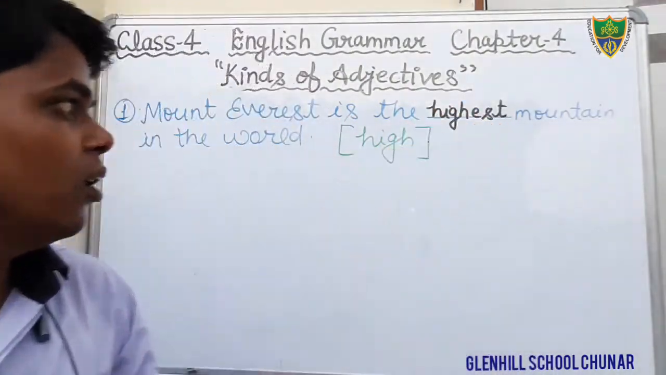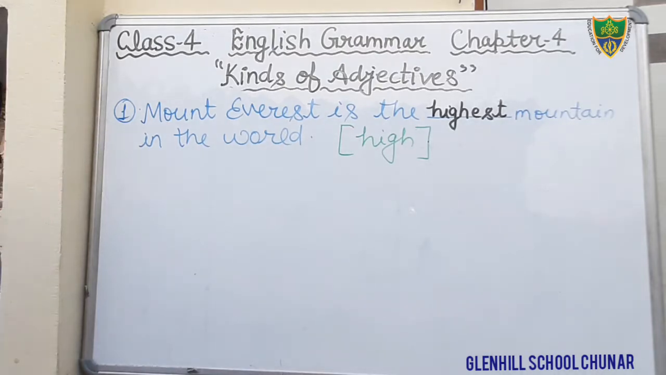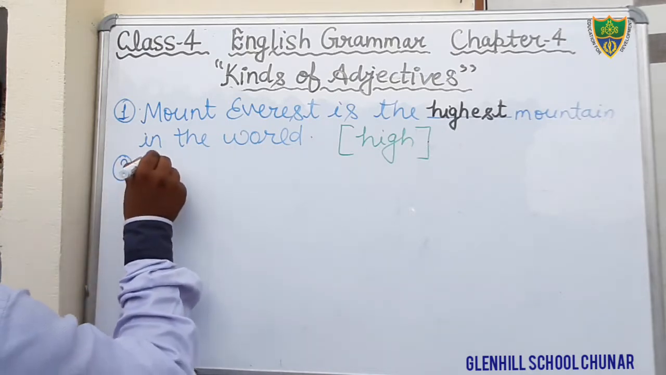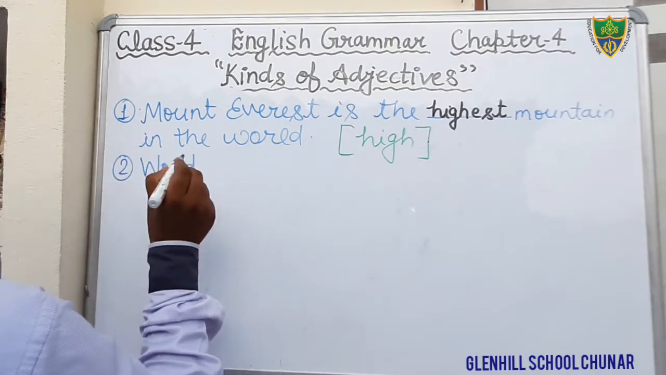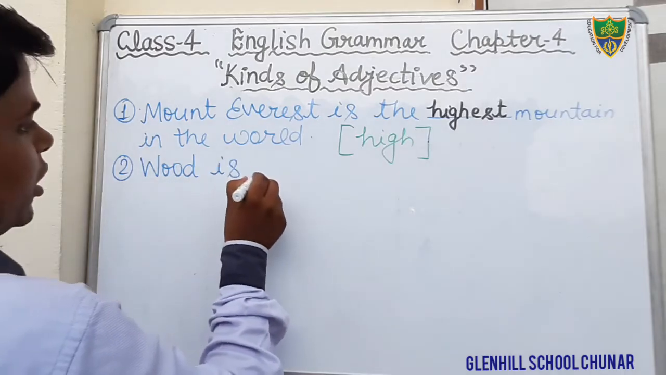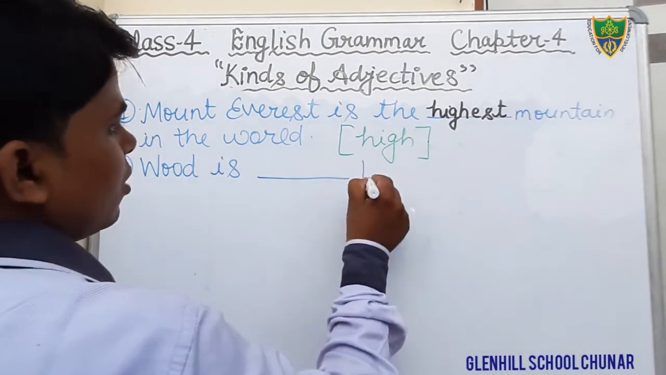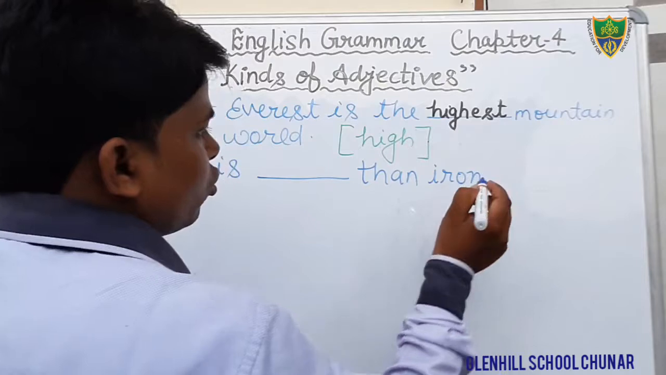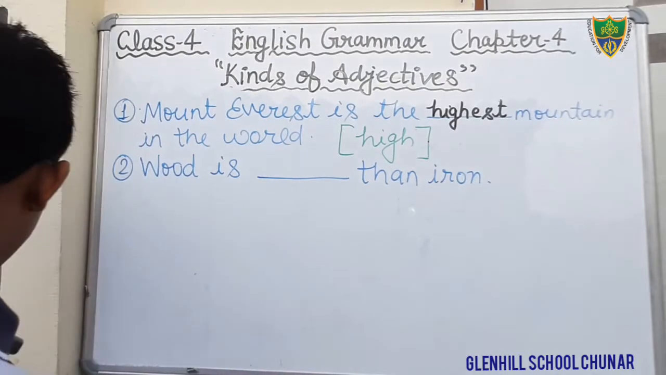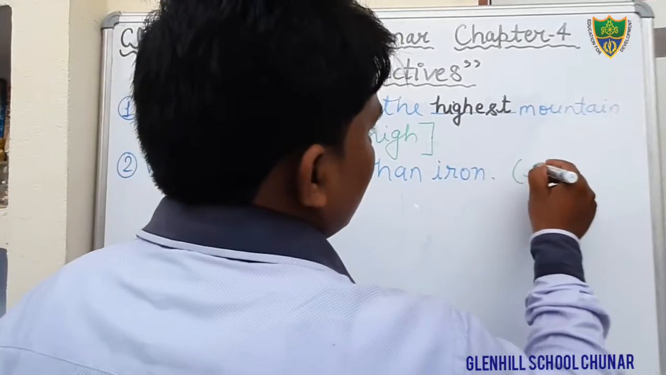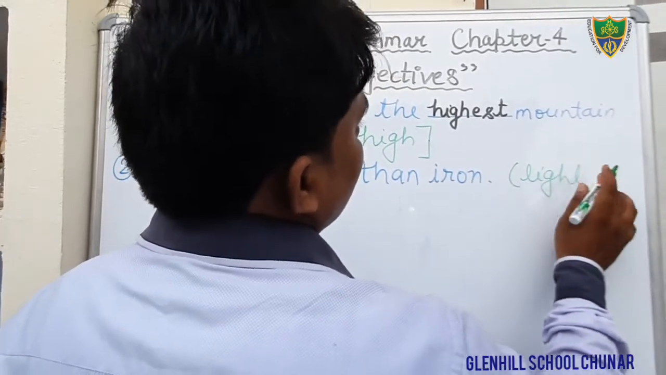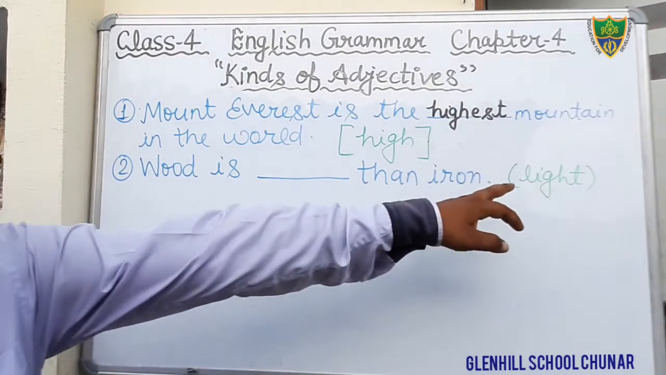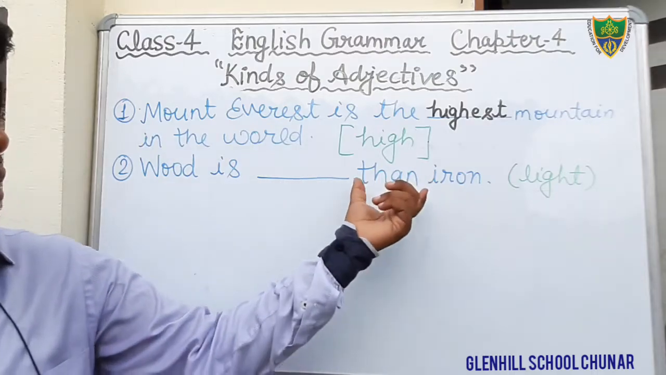Okay students, so just fill and come to the second question. The second question is: Wood is, there is a blank, than iron. This is the question, and in the box it is given the positive degree, that is light. Light is given. Okay, wood is, here the word than is used.